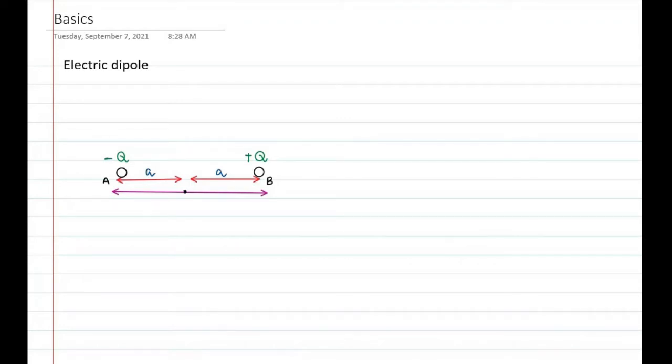Both charges have equal magnitude but opposite sign, separated by a small distance of 2a. So an electric dipole is nothing but a pair of equal but opposite charges separated by a small distance. Due to this negative charge and this positive charge, there will be an attractive force between these two charges. And the electric field produced by this electric dipole can be defined by the electric dipole moment.